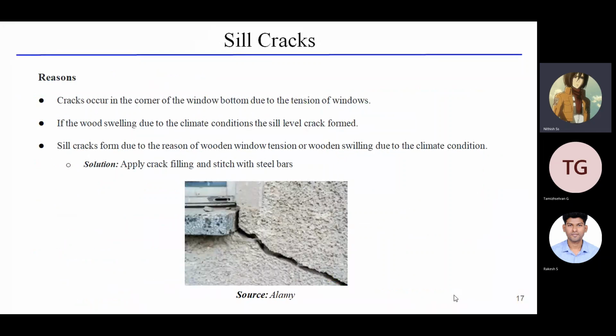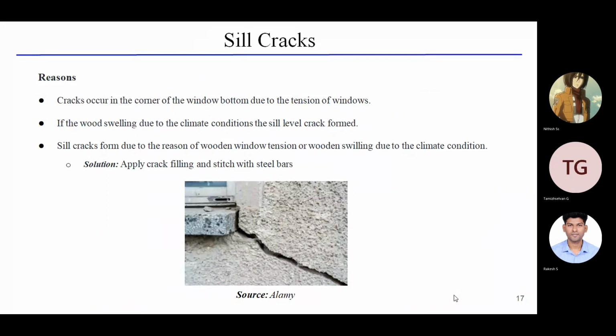Last one is the sill cracks. Sill cracks occur due to the tension of windows. As we know, windows and doors are the weakest part of any building. They are subjected to cracks more than any other part. So this happens due to the wood swelling due to climate condition.